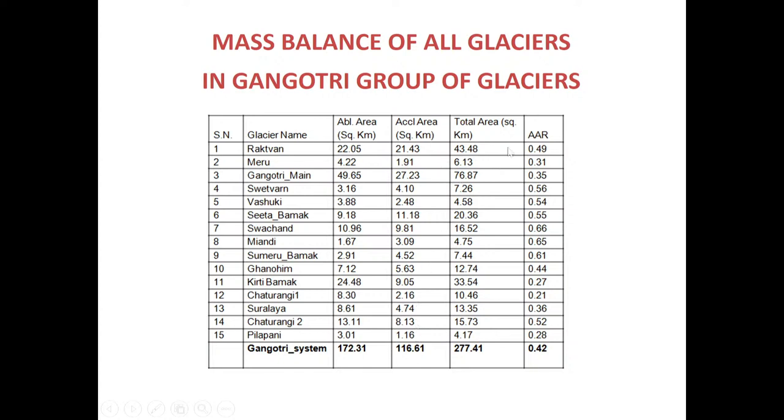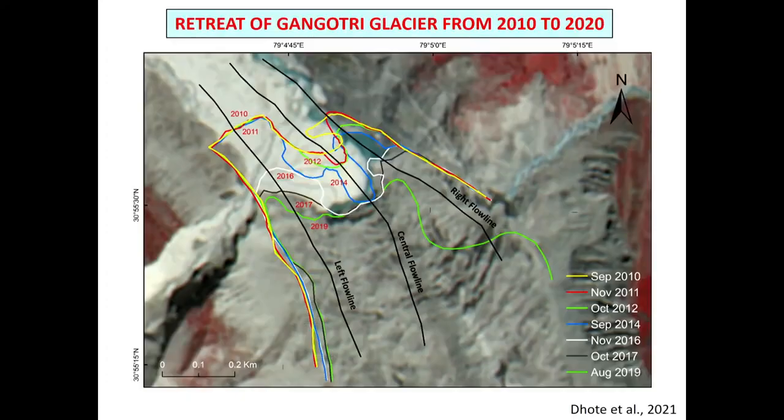total area. So if I take the ratio of the accumulation area by the total area, I can get this AAR, accumulation area ratio. So using this, we can also estimate the mass balance of the glacier, how much ice mass has been left in the glacier.